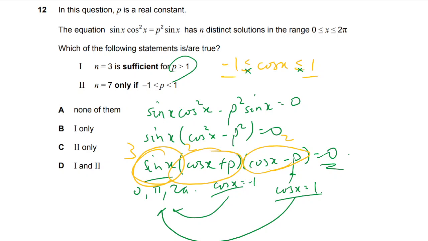Because the range is 0 to 2 pi, it's guaranteed that any value of cos x in that open range will give me 2 solutions. So I'll have 3 solutions at the start, 2 solutions, and 2 solutions again, which gives me n equals 7. And that's the only possible situation, right? Because if you choose p to be somewhere outside of that range, then your cos x won't hit it. You have 0 solutions for the 2 latter brackets. So that's why the only if is perfect here. So statement 2 is correct. So I'll have option C, 2 only.